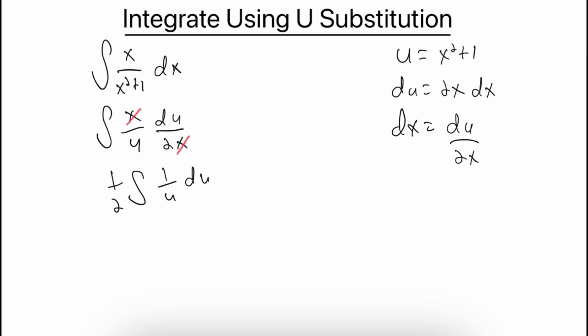Now we're going to integrate. So the antiderivative of 1 over u is the natural log of u plus c. So our final answer is natural log of u over 2 plus c.